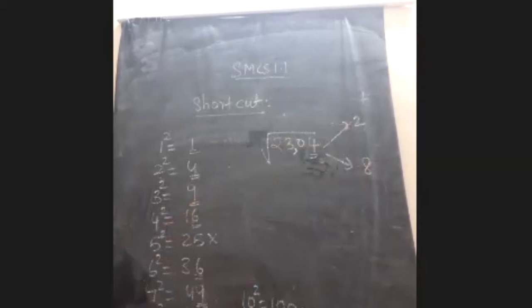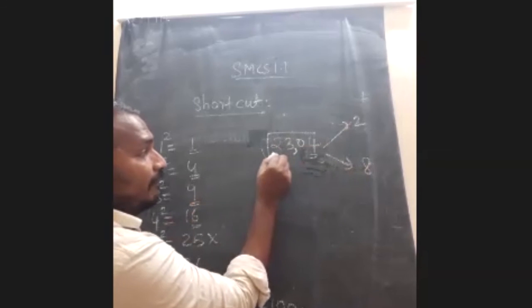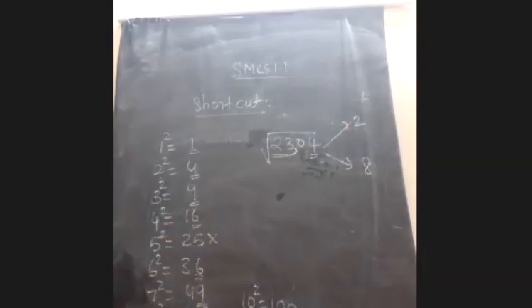After this, what do we have to do? We have to see the first digits, the 23 before the comma. Now, what is the square number just less than 23? 3 3s are 9. 4 4s are 16. If you go for 5 5s, it is 25, so you should not take 5. You should take 4, because 4 4s are 16, which is less than 23. So select the number 4.